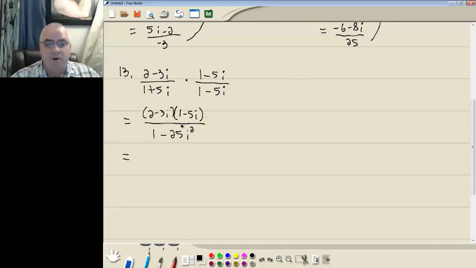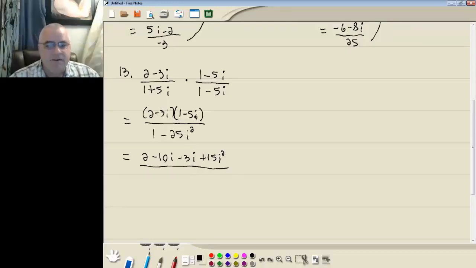Now up on top, I'm going to FOIL those, multiply them together. So 2 times 1 is 2. 2 times negative 5i is negative 10i. Negative 3i times 1 is negative 3i. And negative 3i times negative 5i gives us a positive 15i squared.